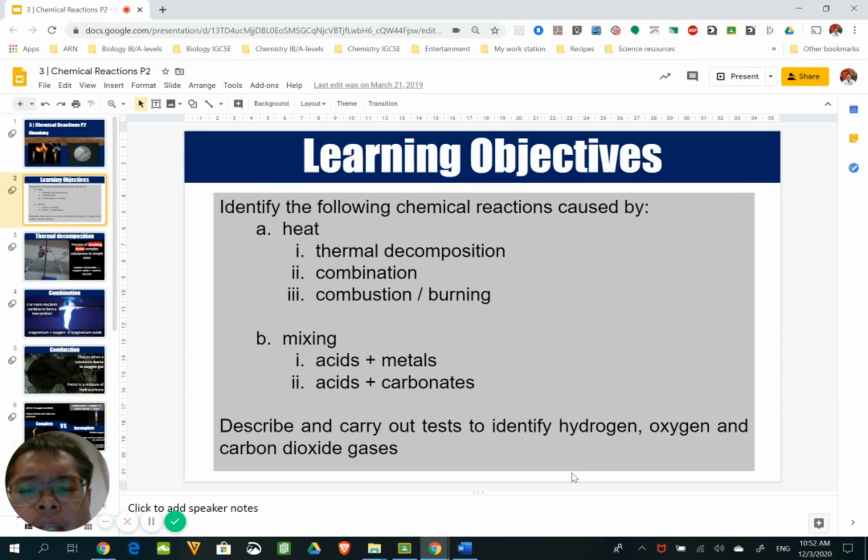right? You're going to identify chemical reactions caused by heat, and there are 3 different types: thermal decomposition, combination, combustion or burning, and we have mixing of acids and metals with the carbonates. So make sure that you have this with you all the time because this is really important. The fact that you have written your word equations and practiced that a little bit makes sense because we are coming into these reactions. And the last part of all is to describe and carry out tests to identify hydrogen, oxygen, and carbon dioxide gases. So we will go into this, so please pay close attention.